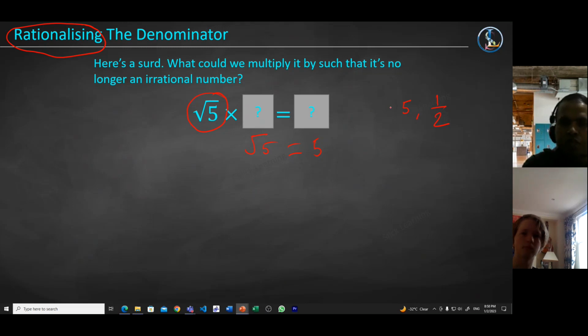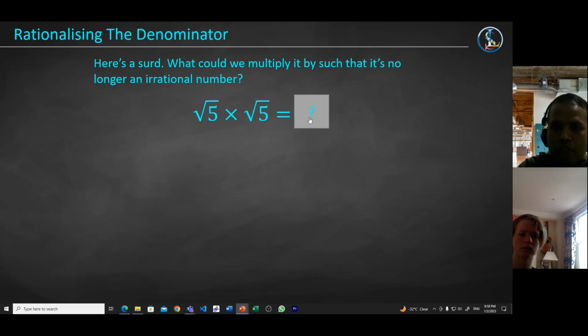If it is an irrational number, you have to think by which number you are going to multiply so that it converts into rational form, a rational number. So obviously, here, since it is square root of 5, if you multiply with the square root of 5, you'll get the rational number, that is 5.